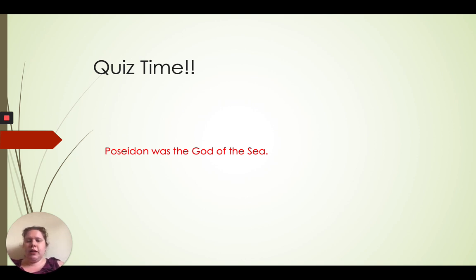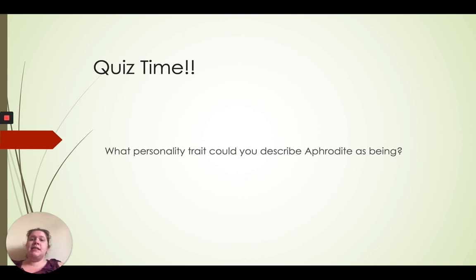Your next question, I think, is what personality trait could you describe Aphrodite as being? Now this, I think I've worded this a bit weirdly, but how could you describe Aphrodite? Not how she looks, but how she behaves. I couldn't really work out how to ask this question, so I hope you understand what I'm trying to ask. Don't worry if you don't understand it. Okay, pause the video if you need an extra second or two.